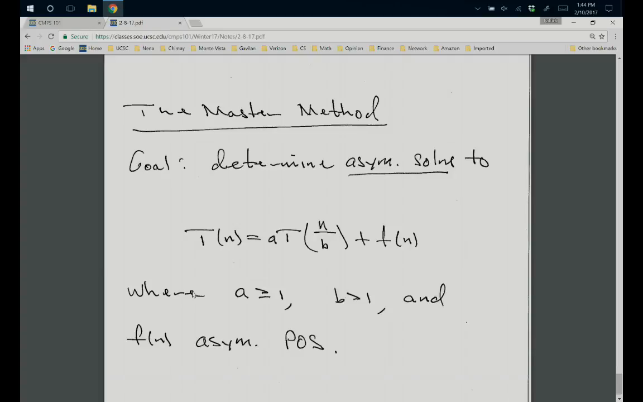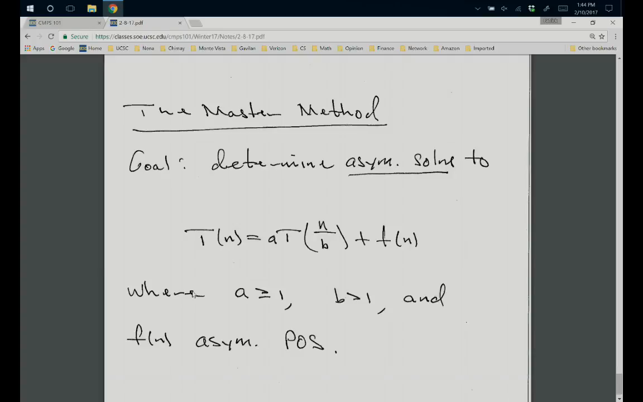We do the iteration method, but everything in it is general, right? I don't have a specific function f, just have the letter f of n. I don't have a specific number a or a specific number b. So we try to do the iteration method in full generality, and that's what produces these three cases. And that's the way you should approach it if you try to read the proof in the book.